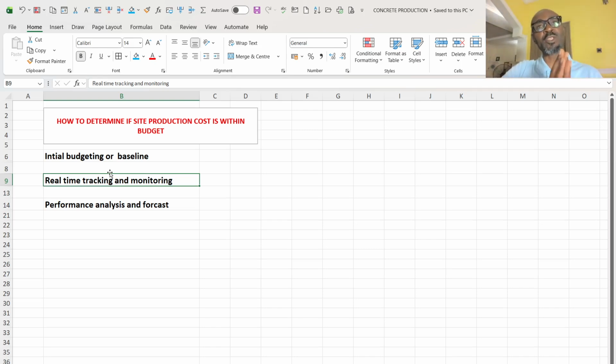For the purpose of this illustration, we know construction items are many, but we are going to be using a concrete element, because it will be good that after the theoretical explanation of what you need to do, we go practical so that we can see how it actually works. Like I said, I'm going to be using concrete.